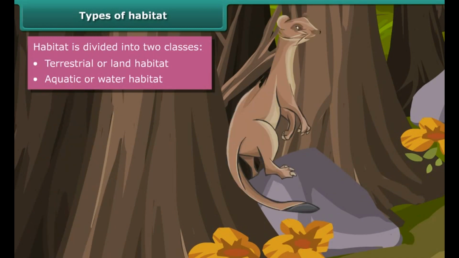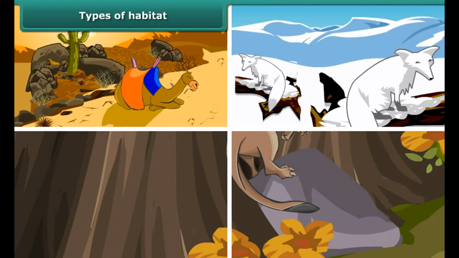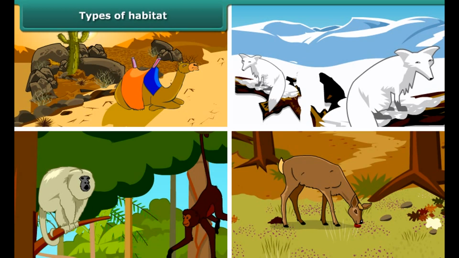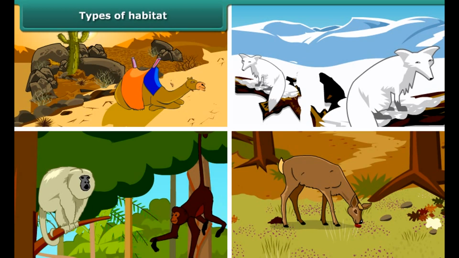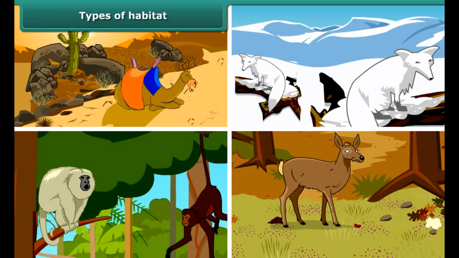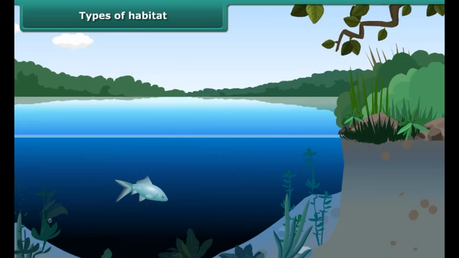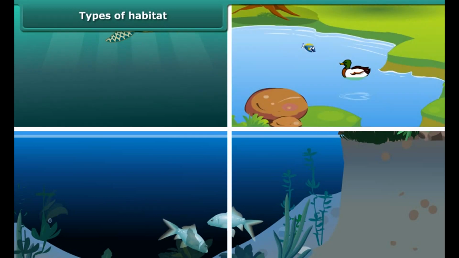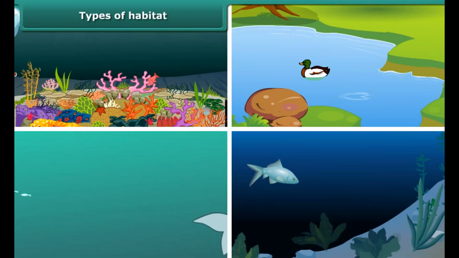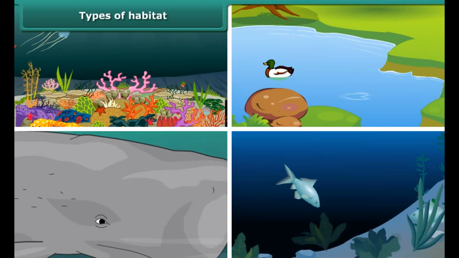Habitat of living organisms found on land is terrestrial habitat. Desert, mountains, forest, and grasslands are the examples of this category. Whereas habitat of living organisms found in water is aquatic habitat. Sea, ponds, oceans, and lakes are the examples of this category.